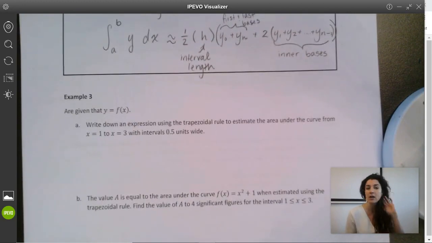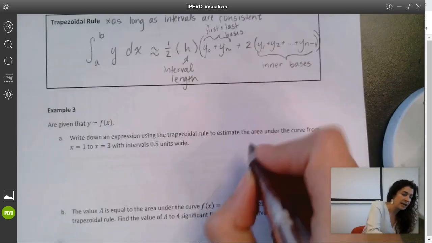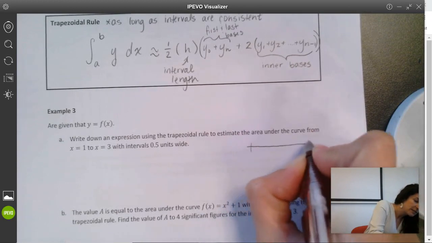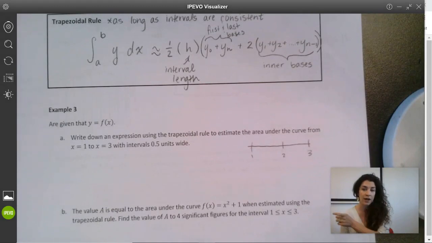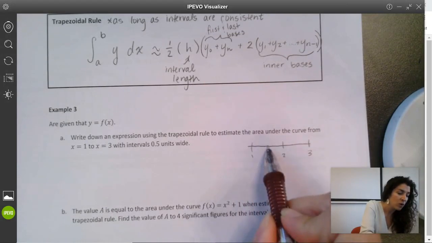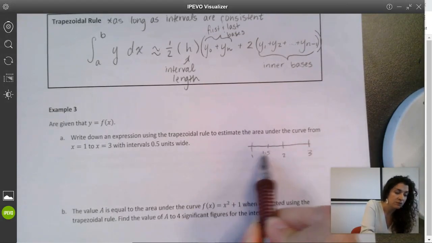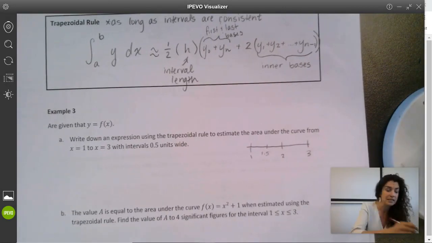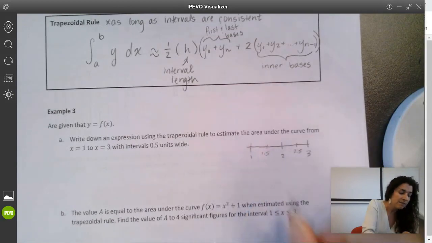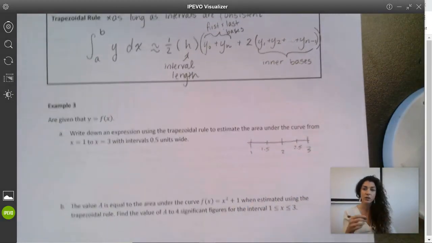Okay, so our first example says write down an expression using the trapezoidal rule to estimate the area under the curve from 1 to 3 with intervals of 0.5 units wide. So we're going from 1 to 3 on the x-axis. So if we wanted to quickly visualize this, 1, 2, 3, and we want intervals that are 0.5 units wide, which means after 1, we would go to 1.5, right? That interval would be a 0.5 distance. And then between 1.5 and 2 would be a 0.5 distance, and then 2 to 2.5, and then from 2.5 to 3, right?